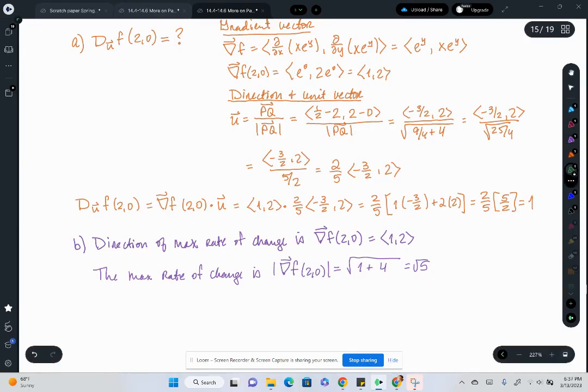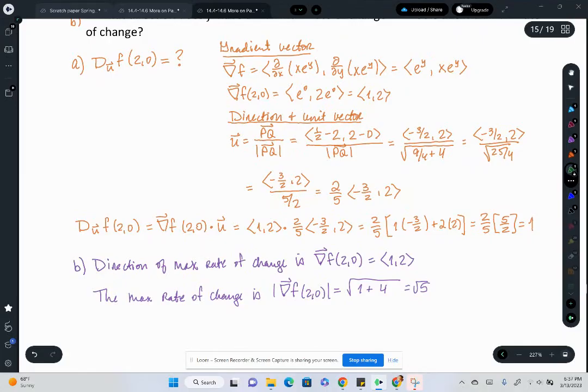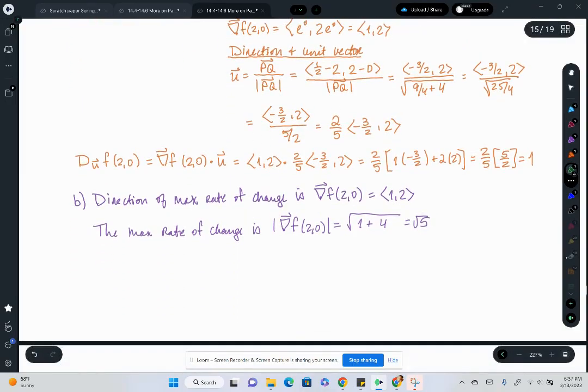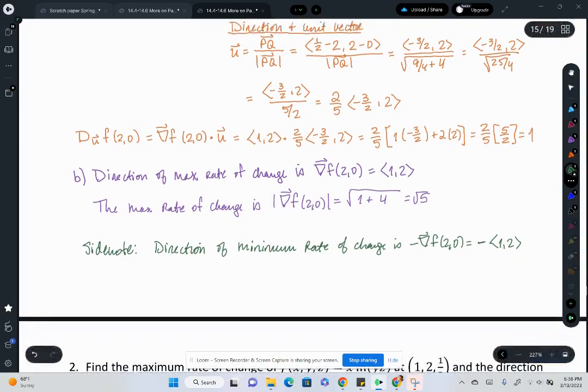Now, a side note, because we're done with our problem. That second part, part B, was asking us for the maximum rate of change and the direction of the maximum rate of change. But a side note to put in here is the direction of the minimum rate of change is the negative of the gradient of f at (2, 0), which just means a negative in front of that vector, (1, 2). That's it. There's literally no calculation needed.